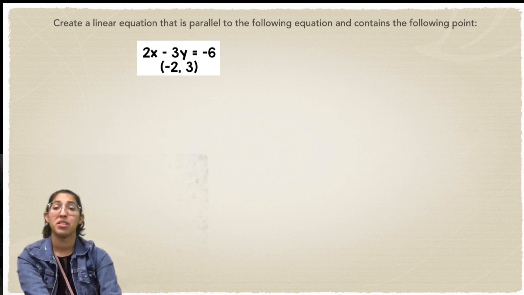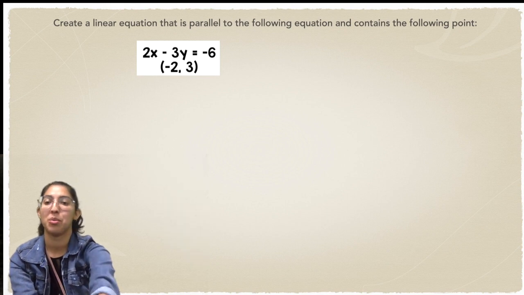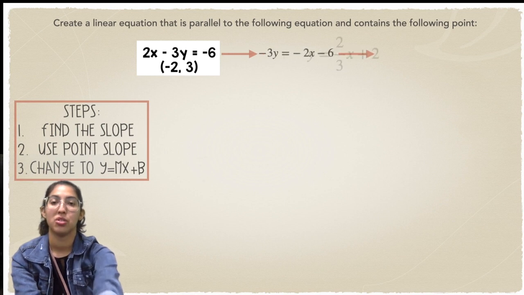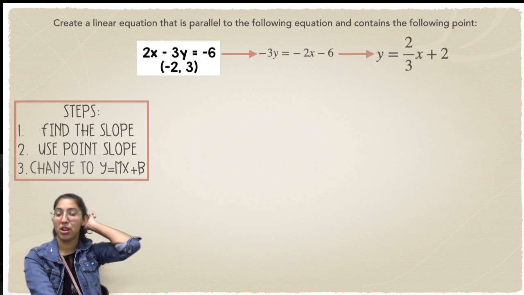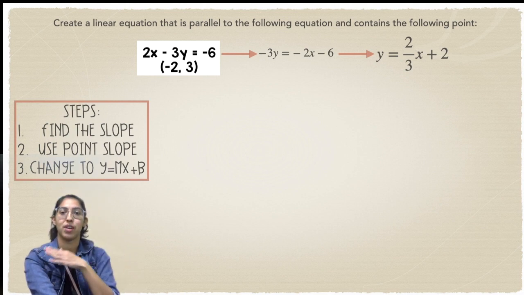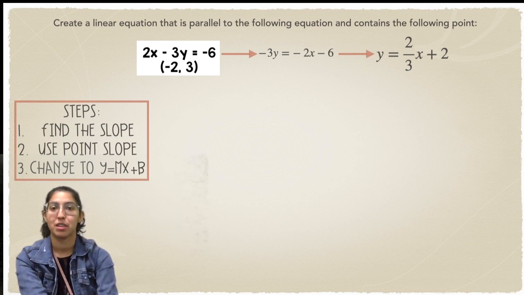Create a linear equation that is parallel, that should say perpendicular, to the following equation and contains the following point. So we want a perpendicular line. Again, change this from standard form to slope intercept first. So we move 2x over by doing minus 2x, and then we have to divide by negative 3. Negative 2 by negative 3 is 2/3 x plus 2.